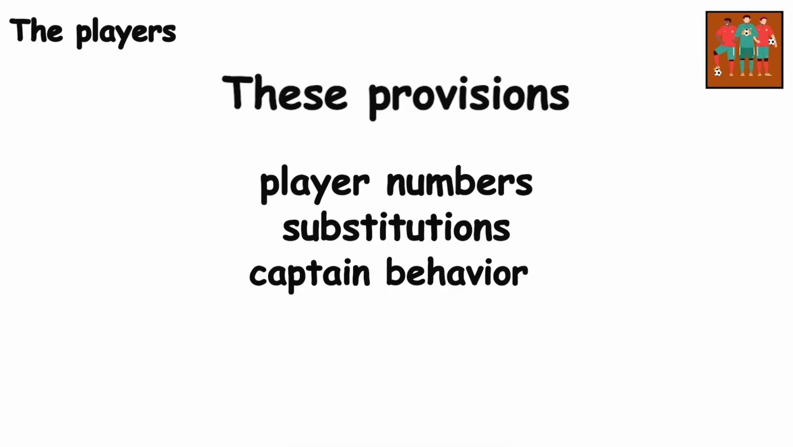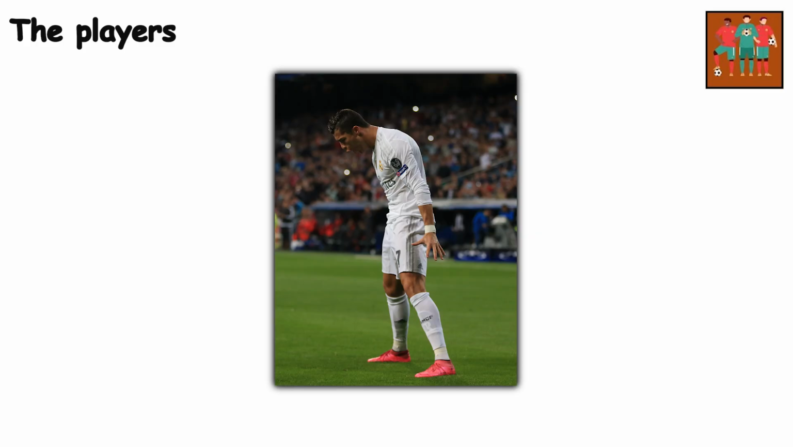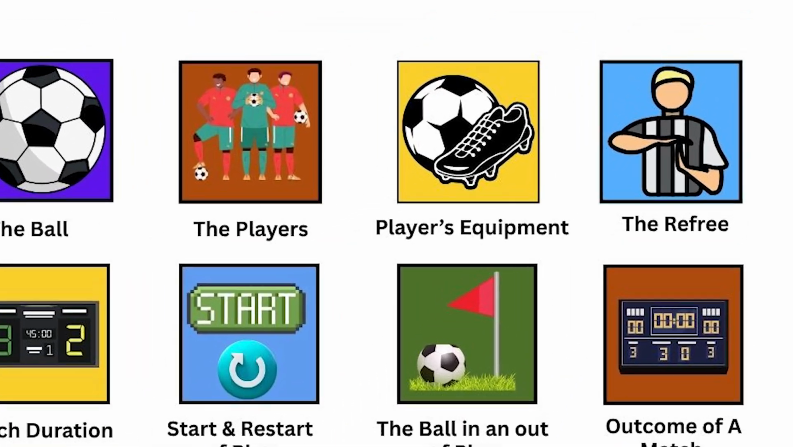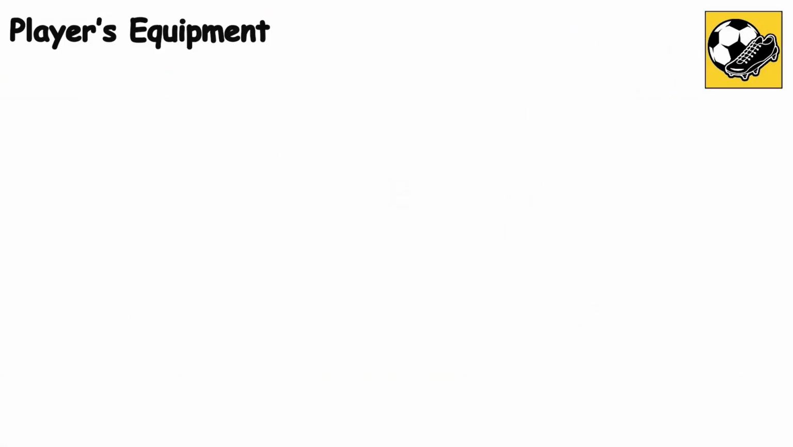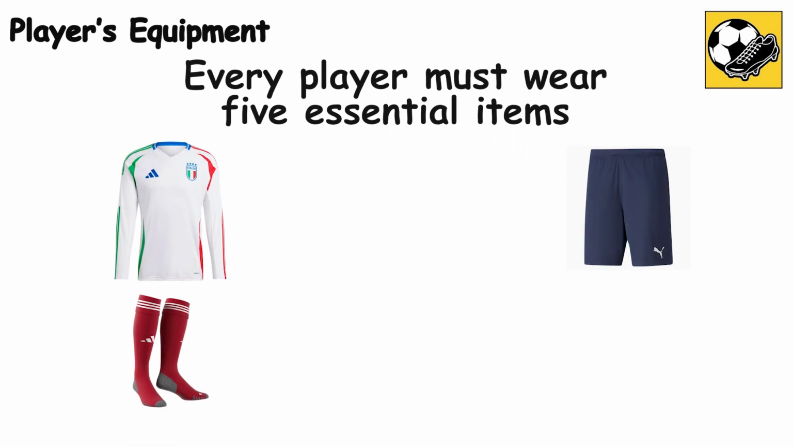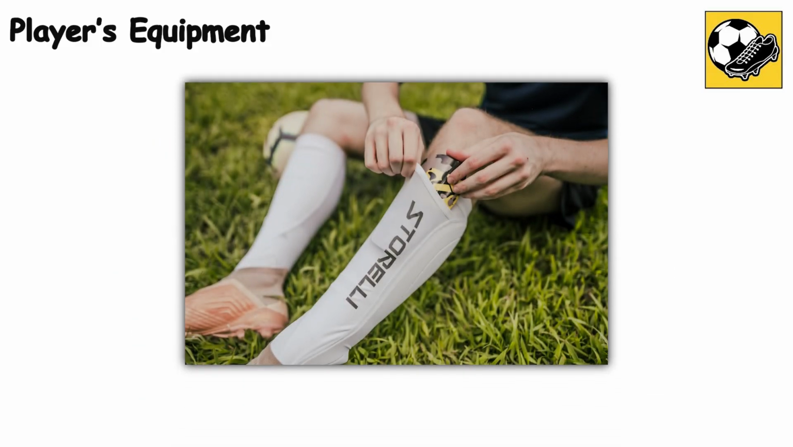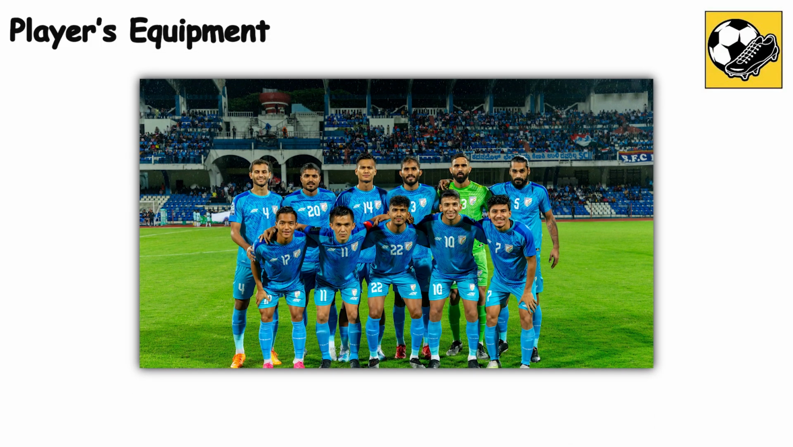These provisions on player numbers, substitutions, and captain behavior aim to balance fairness, player safety, and discipline across all levels of professional football. Law 4. Players' equipment. Every player must wear 5 essential items: a shirt with sleeves, shorts, socks, shin guards, and proper football boots. The shin guards must be fully covered by the socks and made of safe, durable material to protect the lower legs. Shirts and socks must match team colors, and all players on a team must wear the same kit.